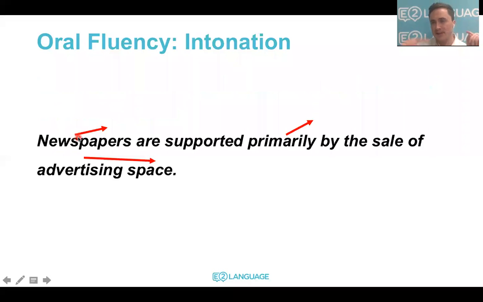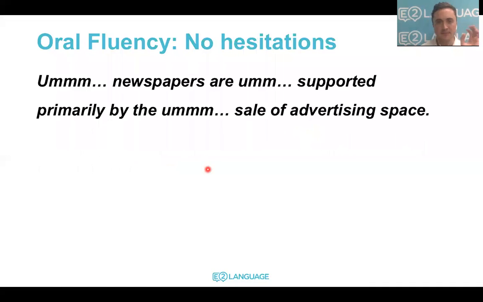Intonation means how your sentence goes up and down and up and down. Listen to this. "Newspapers are supported primarily by the sale of advertising space." Copy the intonation that you hear. Okay, up and down. Copy the intonation. Here's what you should not do, because oral fluency will tell you what you should do and it will tell you what you should not do. Don't hesitate.